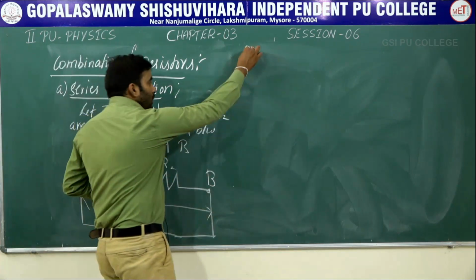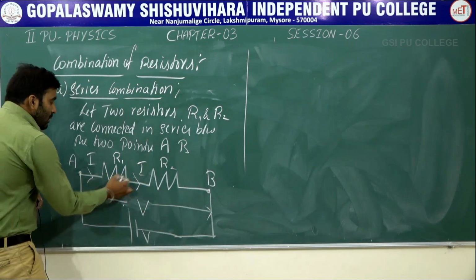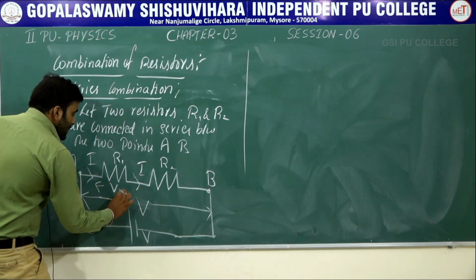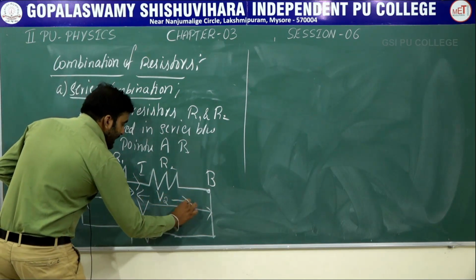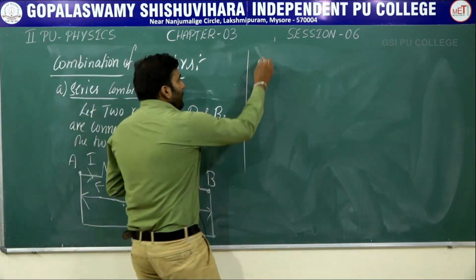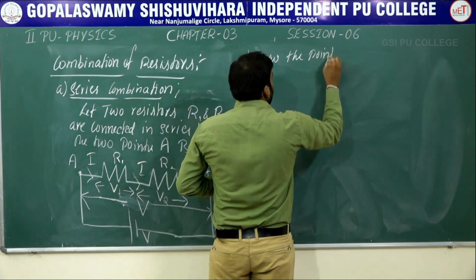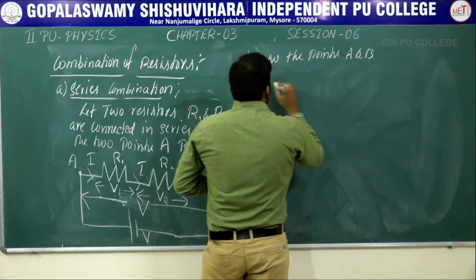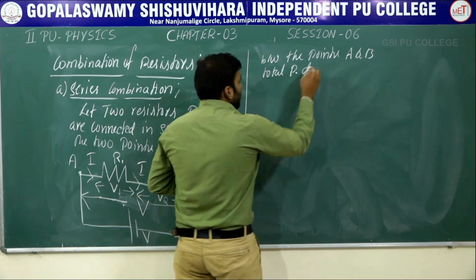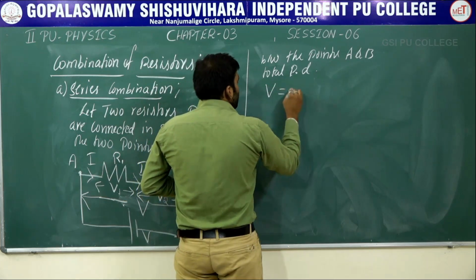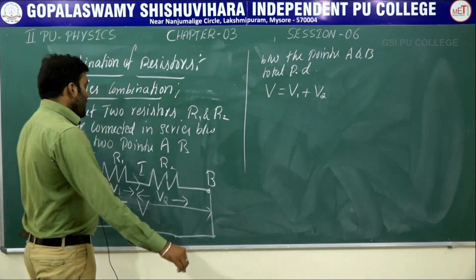Now, between the points A and B, the total potential is V, but across resistor 1 the potential is written as V1, and across the second resistor the potential is written as V2. So between the points A and B, the total potential difference, PD, V is equal to V1 plus V2.